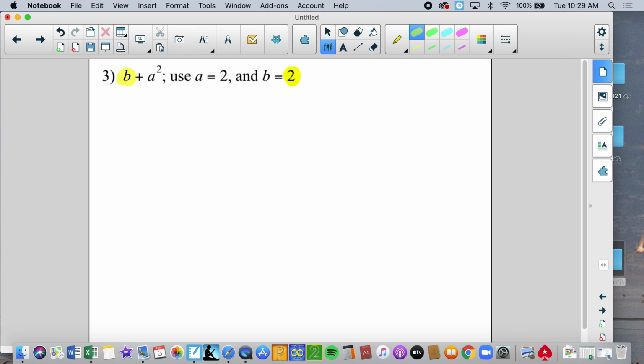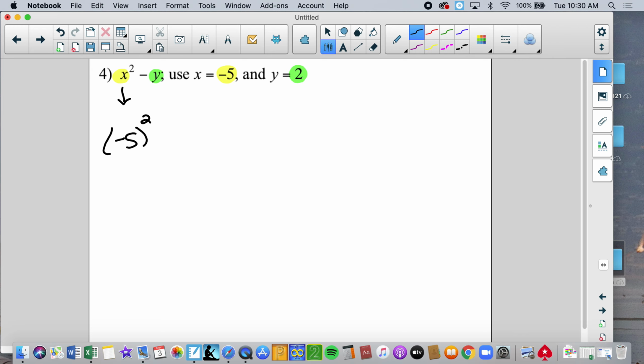Here our b value, we're going to substitute in for a 2, and our a value, we're also going to substitute a 2 in for it. So we get 2 plus 2 squared, that's 2 plus 4, which gives me 6. Last one, wherever we see an x, we're going to substitute a -5. Wherever we see a y, we're going to substitute a 2. Notice the operations, the 2 and the negative, are not changed. I'm just going to substitute whatever x is, -5, and then I replace the square and the minus, and then whatever the y value is, I'm just going to write in. So that is -5 squared, which is 25 minus 2 is 23.